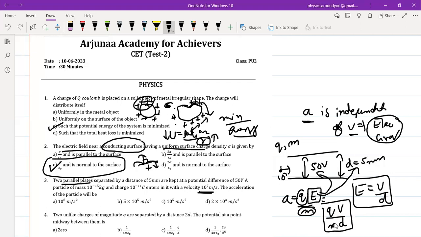Charge is given, mass is given, potential is given, potential difference 50 volts and D 5 mm is given. You put in the numbers, do the calculation, you get the right key. So this is the approach, the physics of the situation is this. You put in the numbers, you'll get the right answer. Now we move on to question number 4.